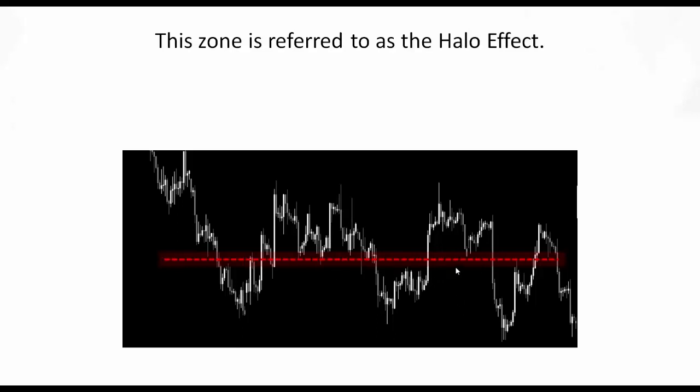But I wouldn't assume it's going to get rejected right there. It could get all the way to the top of that halo before it gets rejected. Same from the upside. It comes down. It could get rejected at the top of this halo, or it may get rejected in the middle where the actual level is, or it might get rejected at the bottom of it. So we have a window that we want to pay attention to, not the exact line, but we want to give it a little bit of play. There's a little bit of give and take in there.